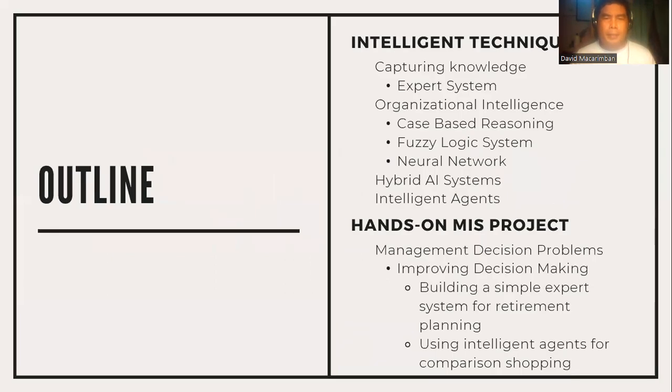Outline of my report are intelligent techniques. Under these, we have capturing knowledge, expert system, organizational intelligence, case-based reasoning, fuzzy logic system, neural network, hybrid AI systems, intelligent agents, and also hands-on MIS projects. Under these are the following: the management decisions, problems, improving decision making, building a simple expert system for retirement planning, using intelligent agents for comparison shopping.